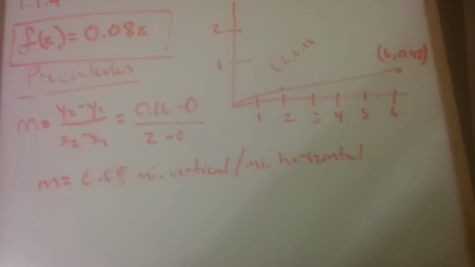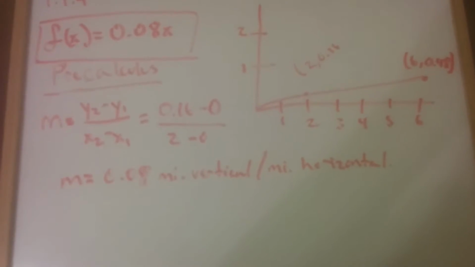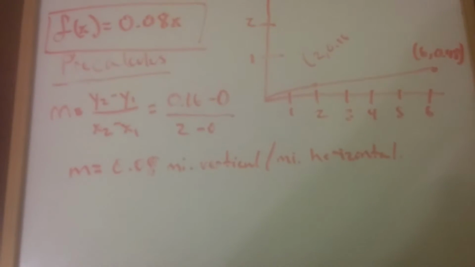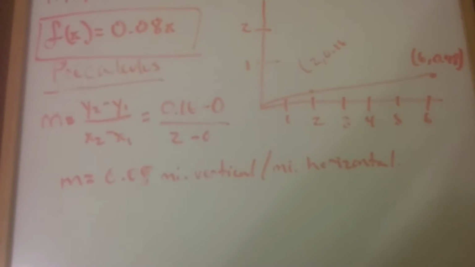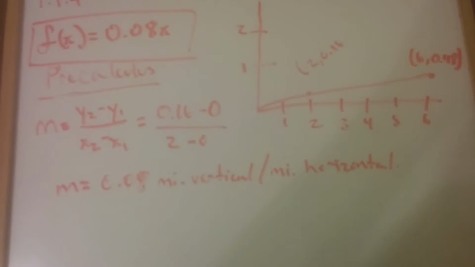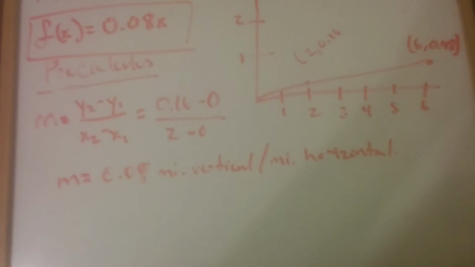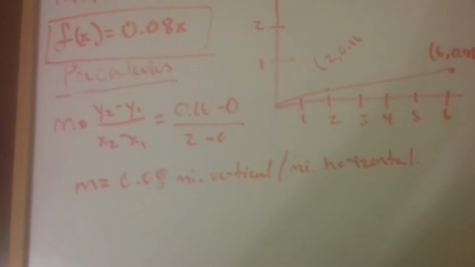So given the fact that the slope is constant, we know that at all points on the graph, the rate of change for the elevation over the change in horizontal distance should be the same. So on the graph, I've labeled the value of f of x at 2, which is 0.16, and at 6, because that was the one in the textbook, which is 0.48.